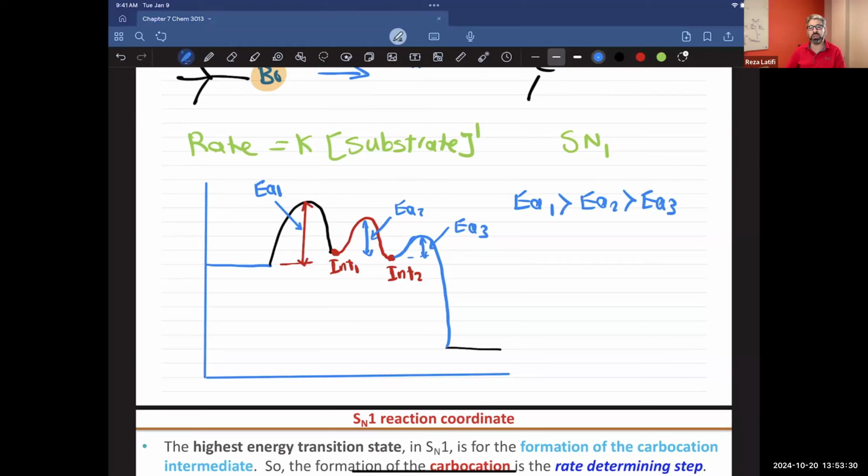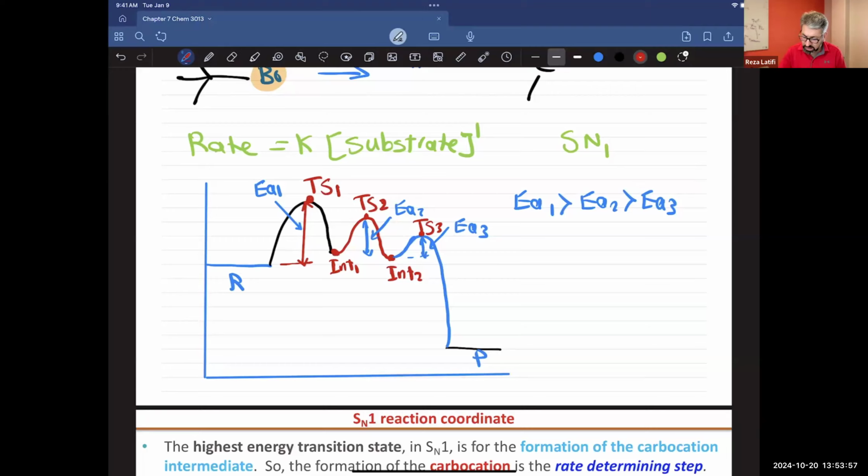So I call the first step the rate determining step because it's the biggest one. And here we have a reactant and we got a product. Okay, what should I call the top points? Transition state 1. This is going to be transition state 2. And this is transition state 3. So I have 3 transition states because I had 2 intermediates.